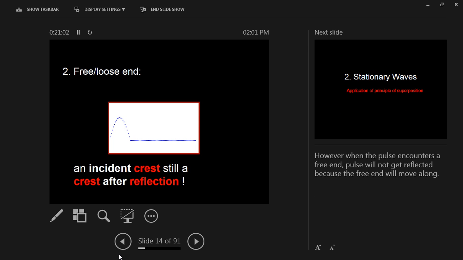What happens if it's a loose end? If it's a loose end, that means it's free to oscillate. So if it's a crest that is coming in, it will still be a crest that is going out. So there won't be any inversion on reflection. So as you can see here.